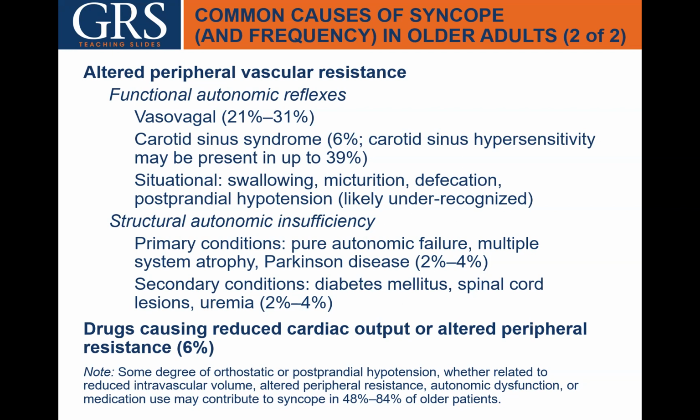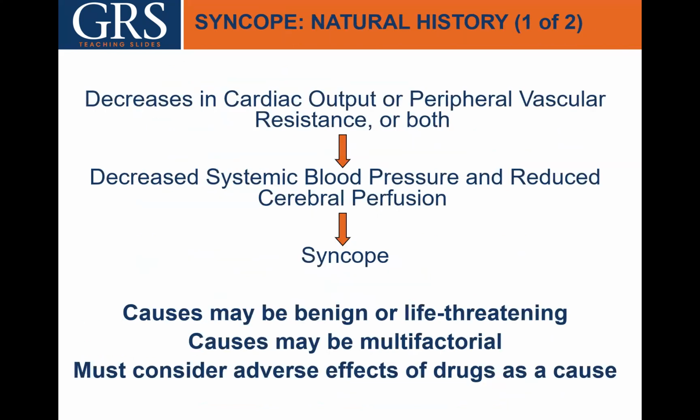If this nervous system has a problem, definitely it can alter peripheral vascular resistance and cause low blood pressure and further cause syncope. Drugs causing reduced cardiac output or altered peripheral resistance can also definitely cause syncope. And the mechanism is pretty easy to understand after we went through the physiology of cardiology.